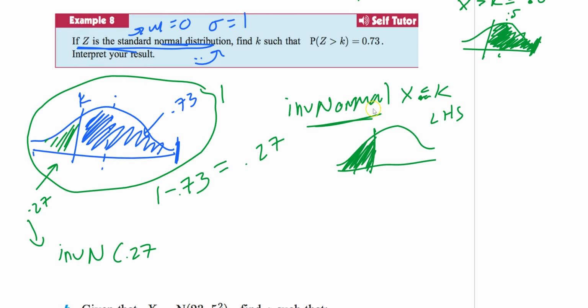It's just one of those things. And then, since they said standard normal, I'm going to use 0 and 1. Then I'm going to get my answer. Let's plug it in and see it.